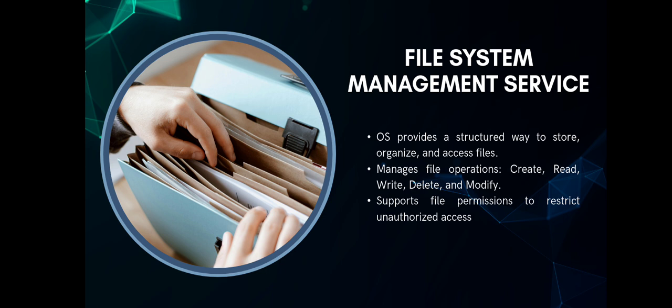Then file management service. A file system is responsible for storing, organizing and retrieving files. The OS provides a structured way to manage files and directories. It allows operations like creating, reading, writing, deleting and renaming files. The OS also manages file permissions, ensuring only authorized users can access certain files. For example, in Windows, files are stored in NTFS format, while in Linux ext4 is commonly used. Without this service, it would be impossible to store or access data efficiently.